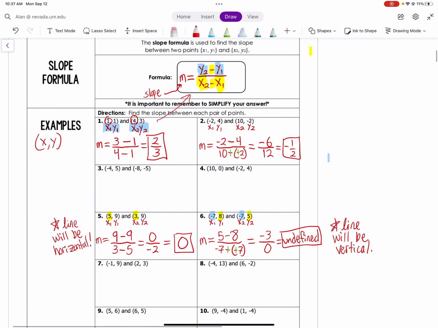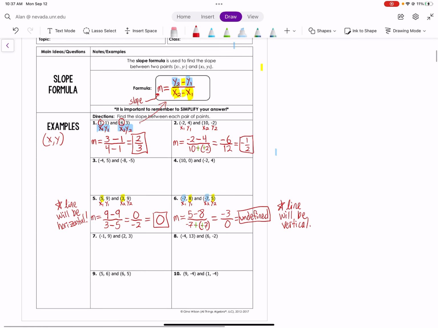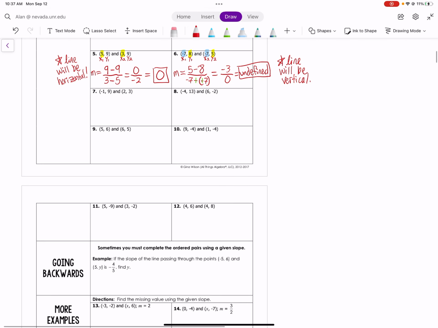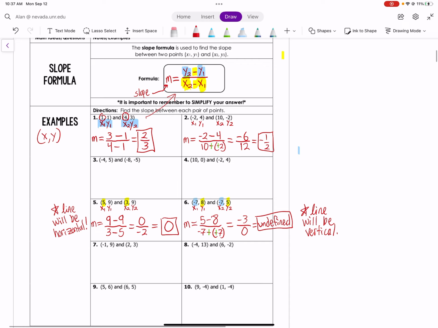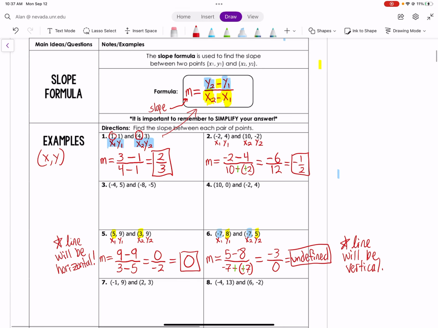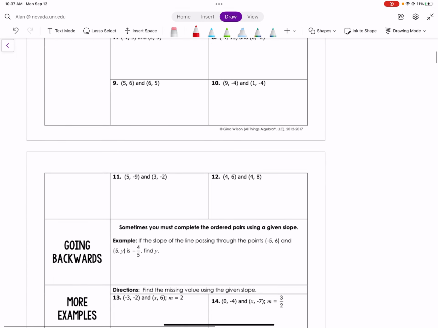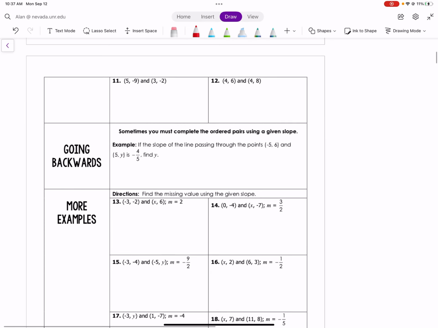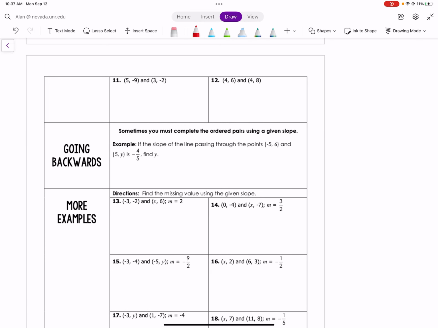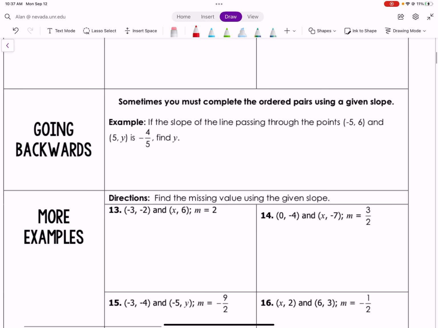Again, when we are done with the notes today, I want you guys to do 3 and 4, 7, 8, 9, 10, and 11, and 12. All the examples on this note page that I did not do. But we're going to jump down to the second page here, last page, and we're going to think about this going backwards. So sometimes you must complete the ordered pairs using a given slope.